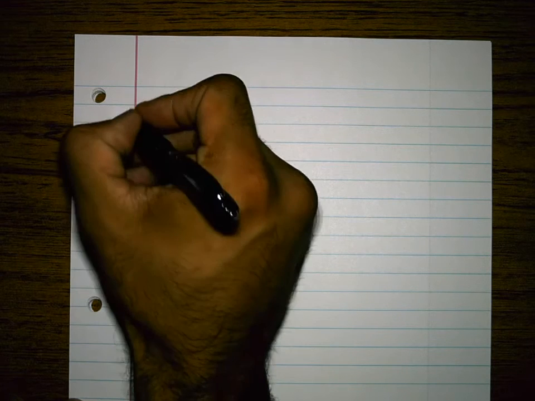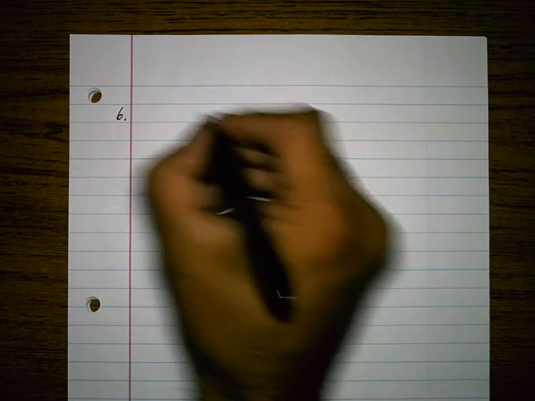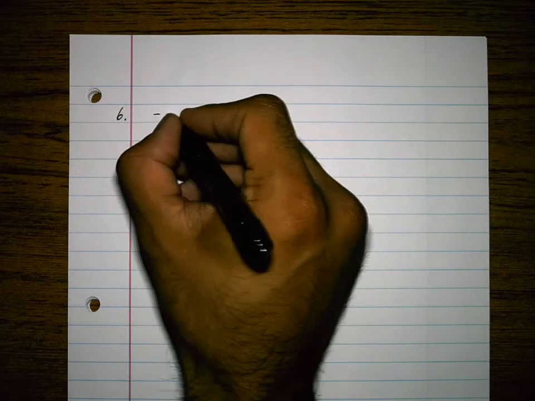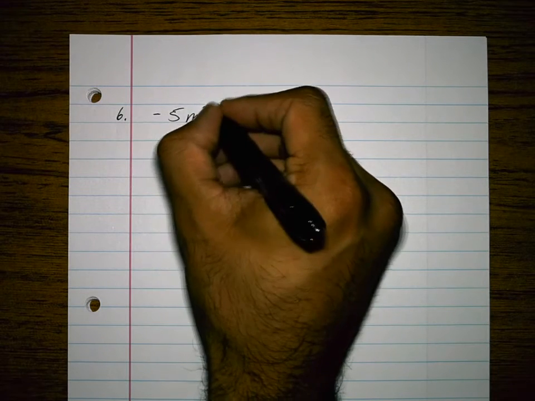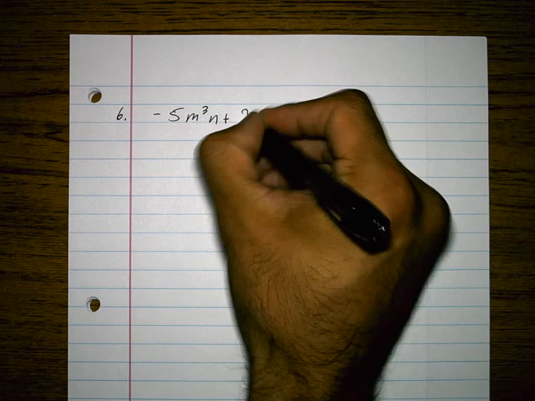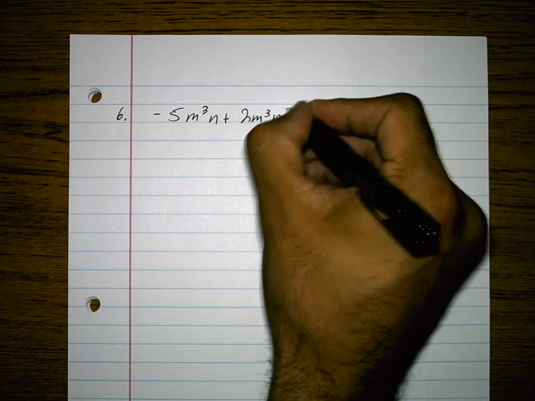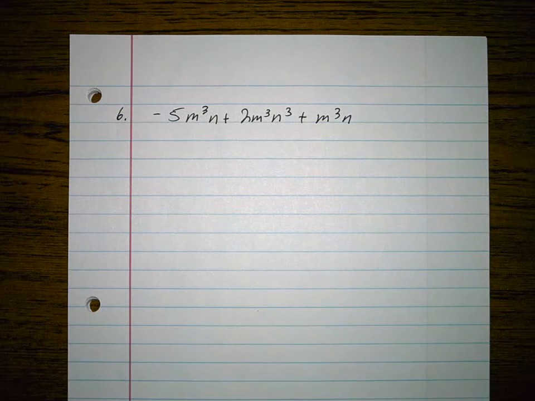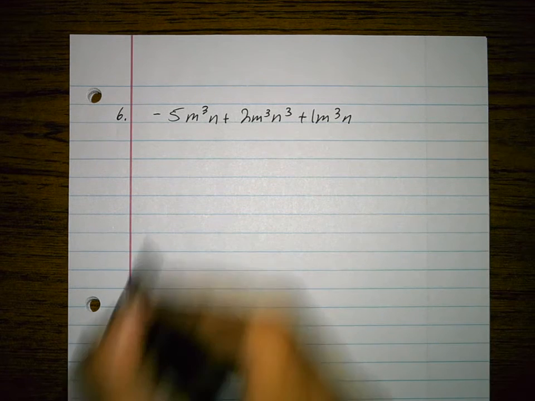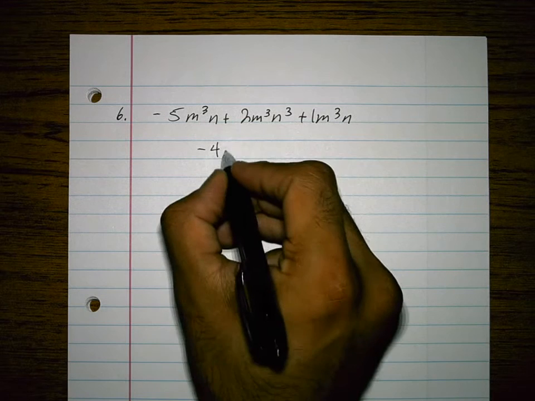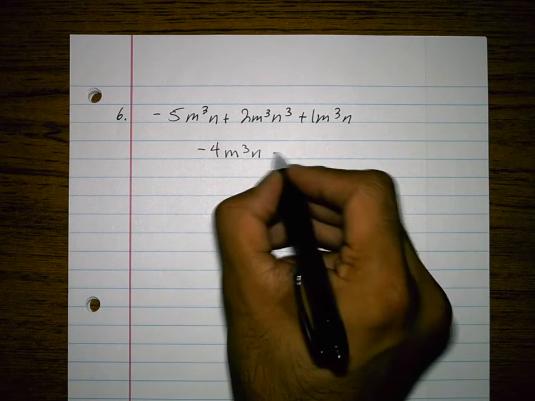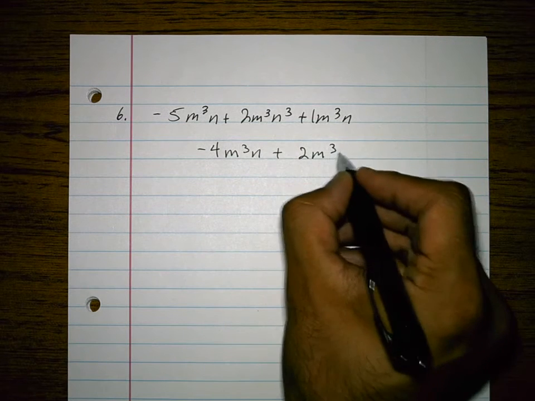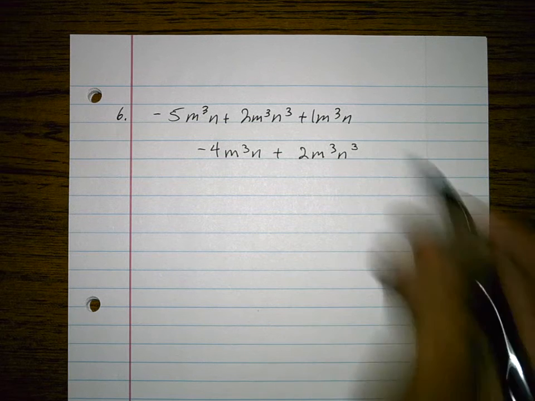Number 6, -5m to the third n plus 2m to the third n to the third plus m to the third n. Looking at my first term, my last term are alike. That's a 1 right there, so that's -m to the third n plus 2m to the third n to the third.